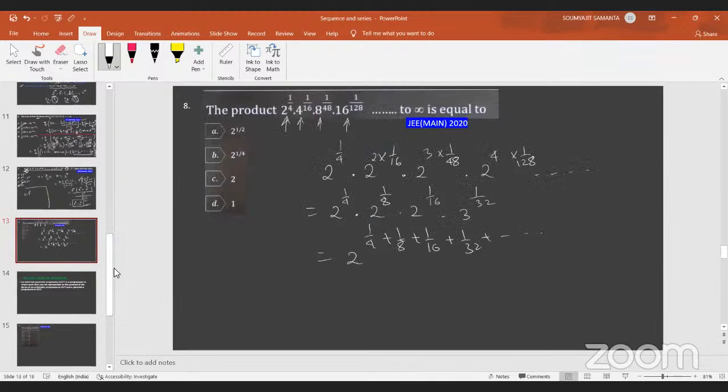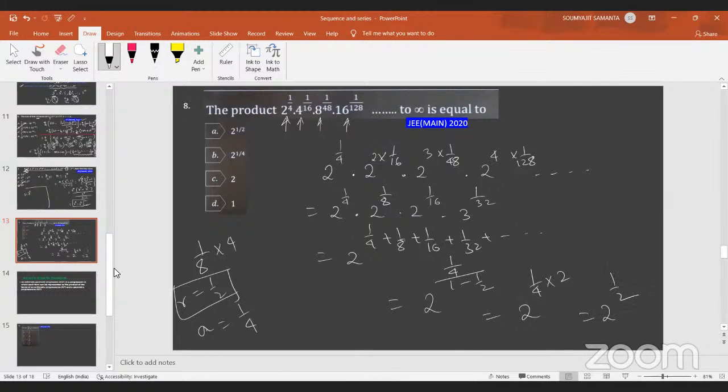So this is nothing but an infinite GP whose common ratio is 1 by 8 divided by 1 by 4. That is nothing but 1 by 2. R is nothing but 1 by 2. What is A here? A is nothing but the first term, that is 1 by 4. So this will become 2 power A by 1 minus R. A is nothing but 1 by 4, over 1 minus 1 by 2. That is nothing but 2 power 1 by 4 over 1 minus 1 by 2, it will become 2. So this is nothing but 2 power 1 by 2.